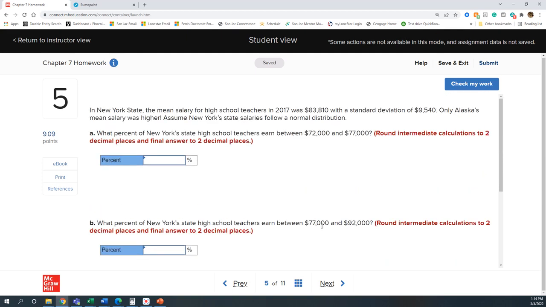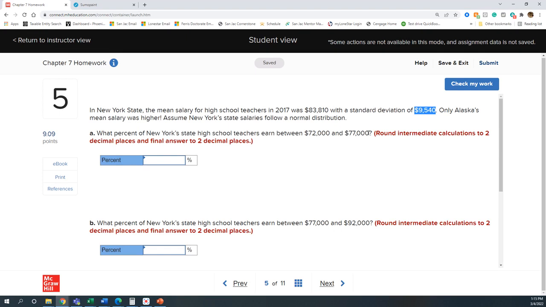We'll do it one more time. Seems like we have another Z problem. So this one's going to ask: in New York State, the mean salary for high school teachers in 2017 was $83,810, with a standard deviation of $9,540. Only Alaska's mean salary was higher. Well, that's nice to know. Assume New York State salary follows a normal distribution. What percent of New York State high school teachers earned between $72,000 and $77,000?